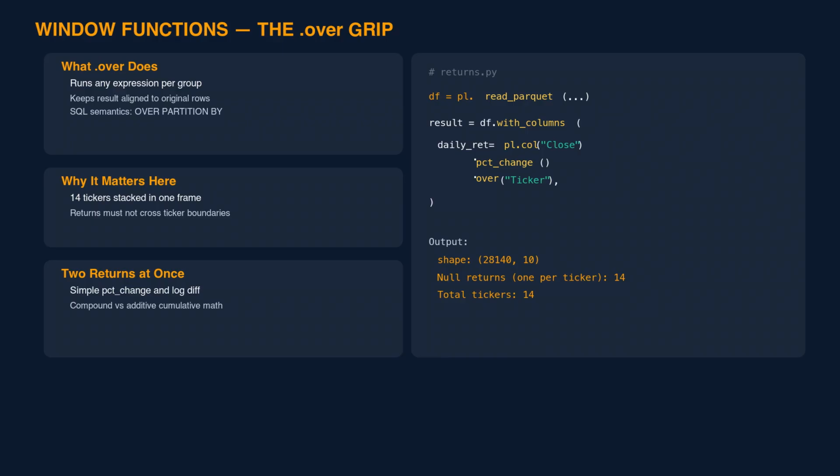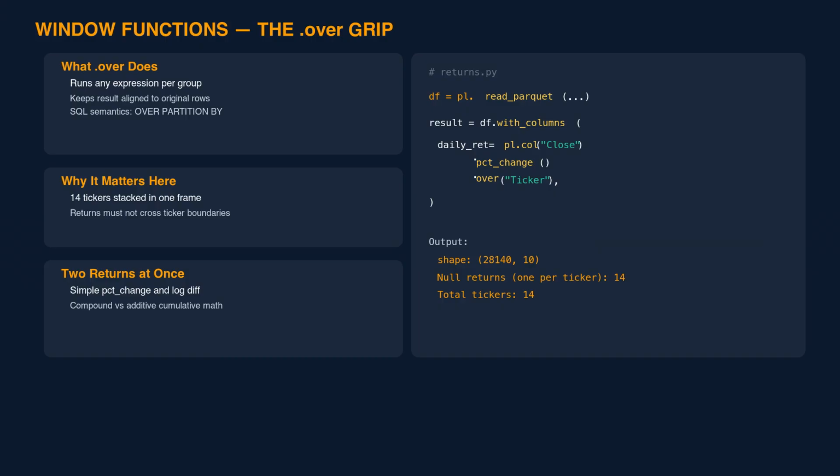Returns are the language of finance. Every backtest, every risk metric opens with the same operation. Today and yesterday, divide, subtract 1. Trivial on a single ticker. The interesting question is, what happens when 14 tickers stack in the same frame?